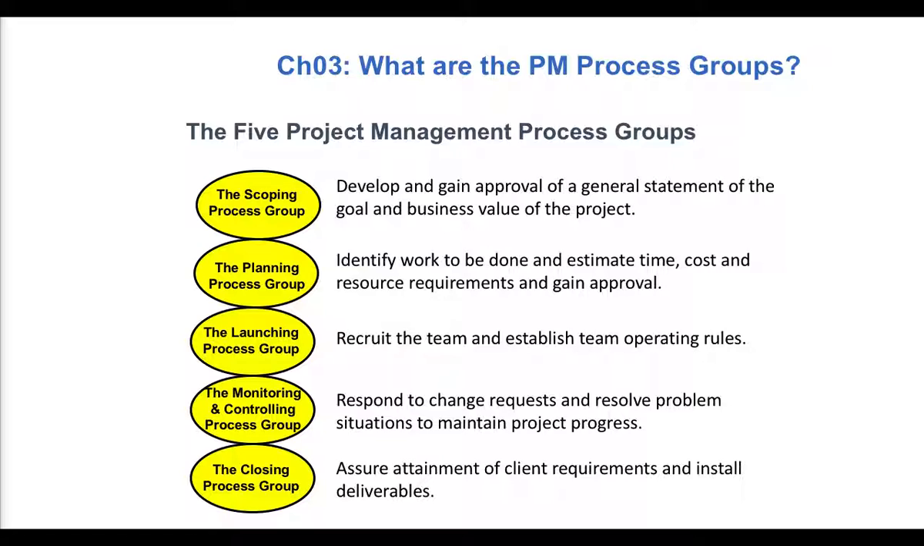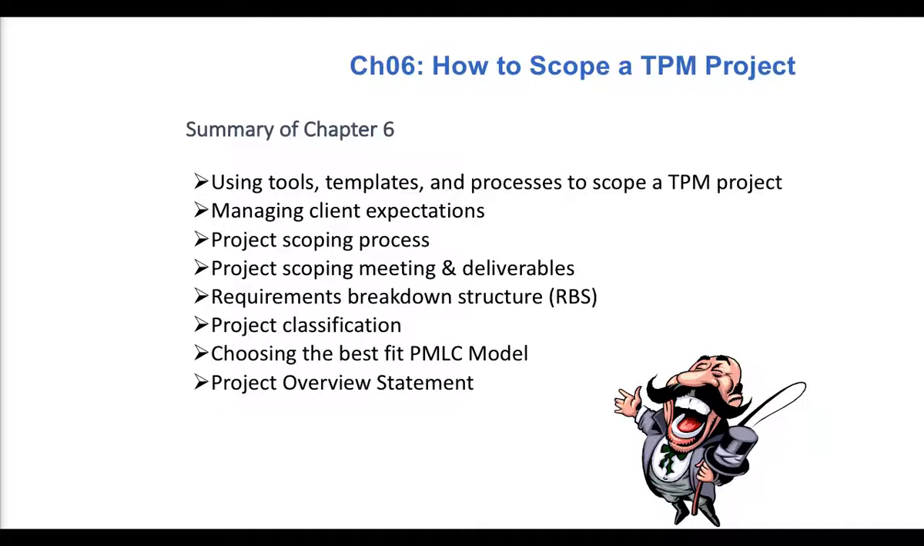So they're the 5 process groups, and let's have a quick look at how to do each of them for a traditional project management project. So how to scope a project. And so you'll see this statement lots of times: tools, templates and processes to scope.